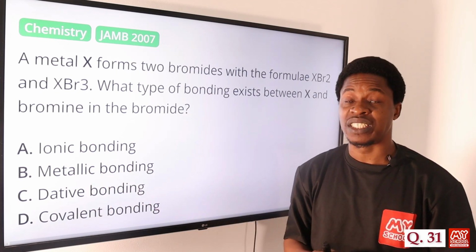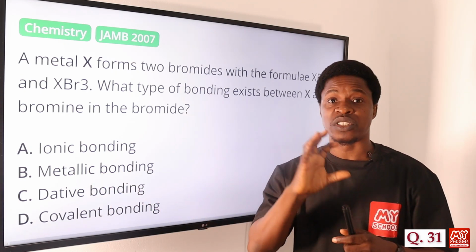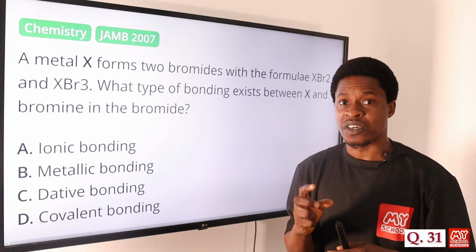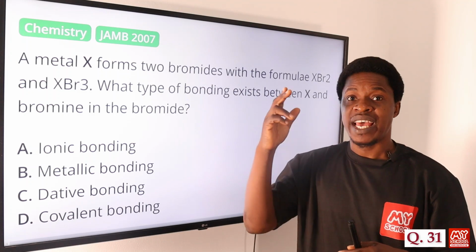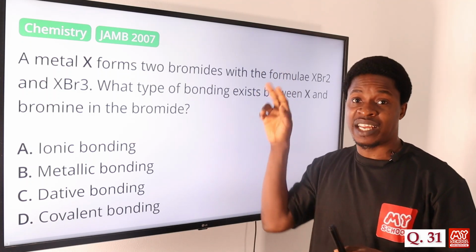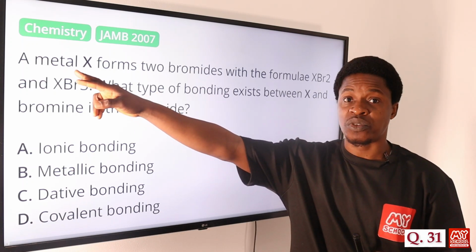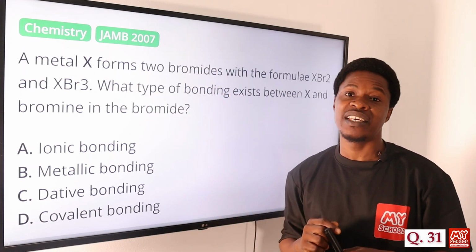If it's metallic bonding, it's the type of bonding that takes place between the particles of an atom. For instance, you can have Na, sodium, Na+, and like that. That's metallic. But this is bonding between a metal and a non-metal. So option B is wrong.